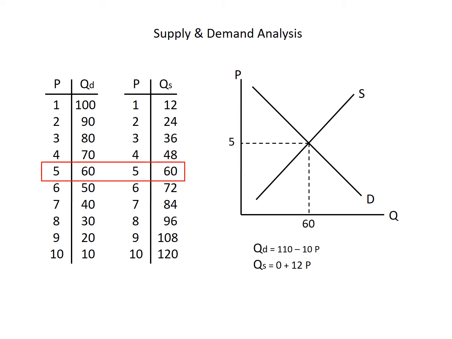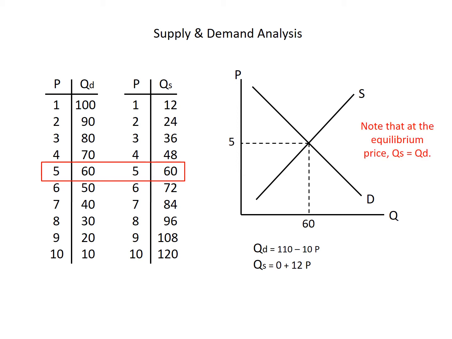Were the price 4, consumers would want to purchase 70 units, but firms would only supply 48. Frustrated consumers wanting to get to the front of the line are going to bid the price of this good higher. This shortage, therefore, would cause prices to rise. Were the price 6, businesses would make 72 units available, but consumers would only purchase 50 of them. This surplus of unsold inventory piling up in the producer's warehouse would cause that price to come down.